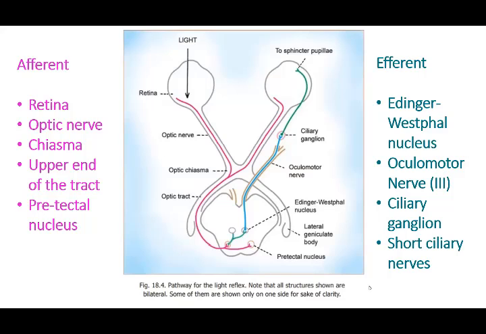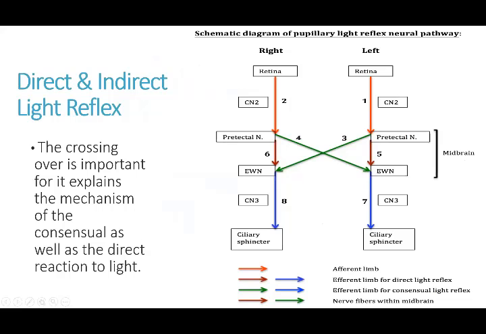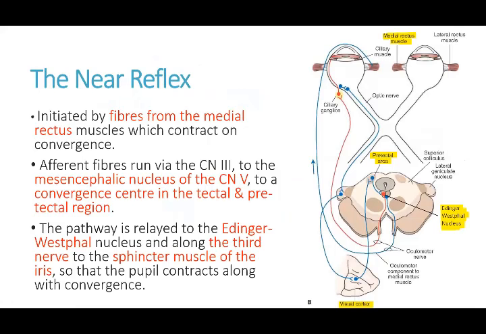Okay. We go on to the near reflex. What happens when we are looking at a close object? It's initiated by fibers in the medial rectus. Now, when we bring something close, our eyes converge. So the fibers in the medial rectus muscle initiate the reflex. The afferent fibers run via the third nerve to the mesencephalic nucleus of the fifth nerve to the convergence center in the tectal and pretectal regions.